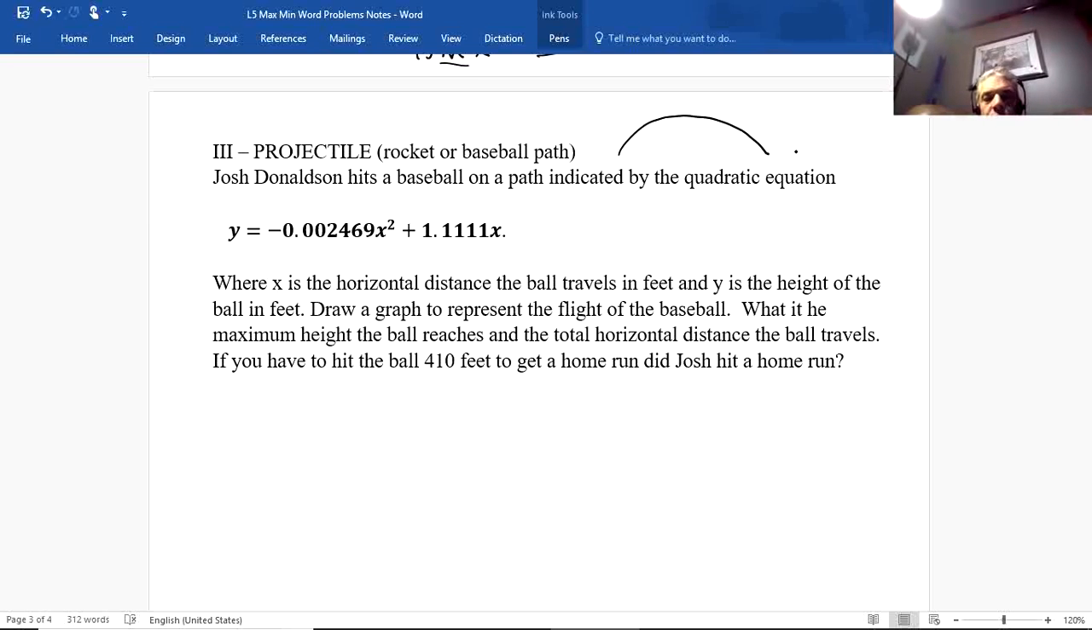And so I made this question up based on the Toronto Blue Jays and Josh Donaldson. And Josh Donaldson no longer plays for the Blue Jays, but this is still a very valid question. I might have to change that to Vladimir Guerrero Jr., although in a few years he probably won't play for the Jays anyway. So Donaldson hits a baseball on a path indicated by the following equation.